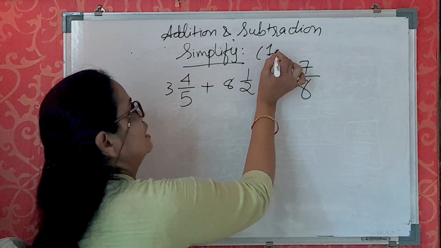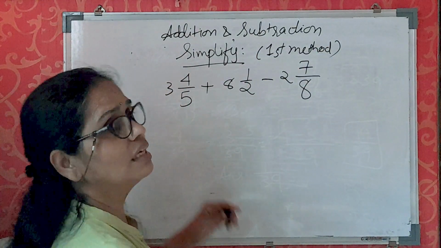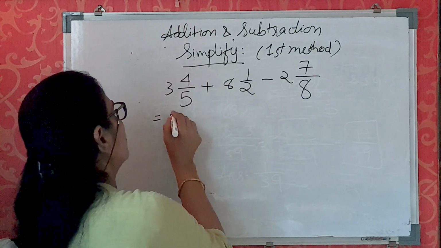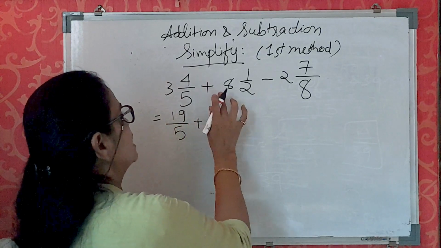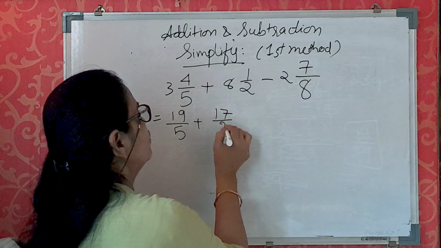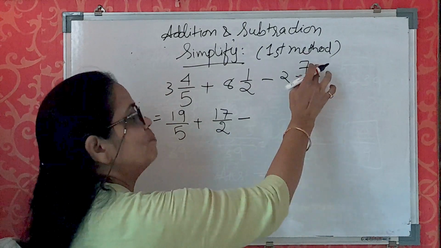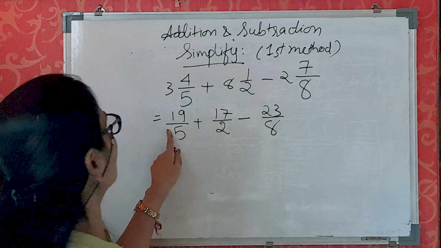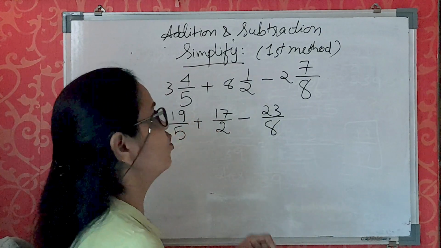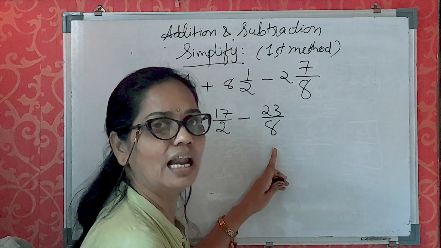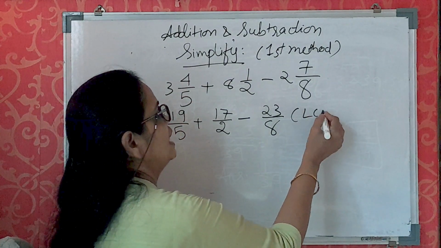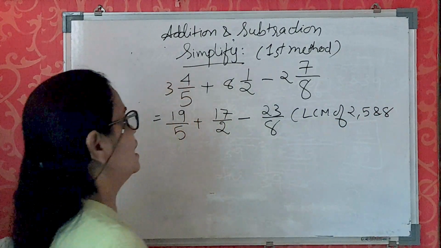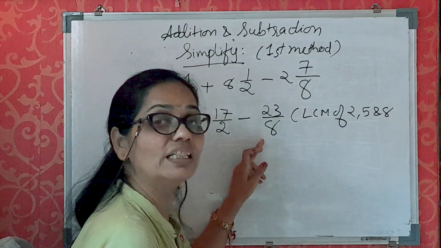Your first method is simple: convert the mixed fractions into improper fractions. 3 5s are 15 plus 4, 19 upon 5. Plus 8 2s are 16 plus 1, 17 upon 2. Minus 2 8s are 16 plus 7, 23 upon 8. Again, the steps are the same for addition and subtraction. When they are unlike fractions, take the LCM of 5, 2 and 8.